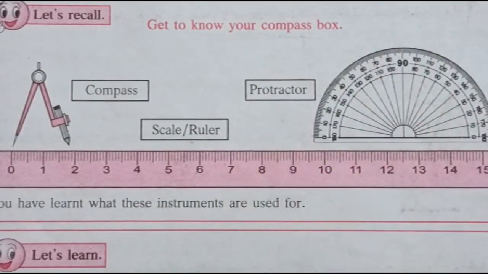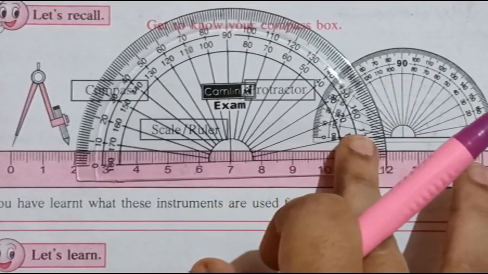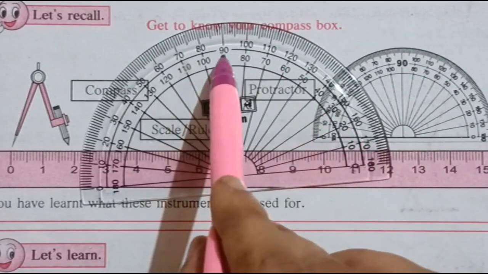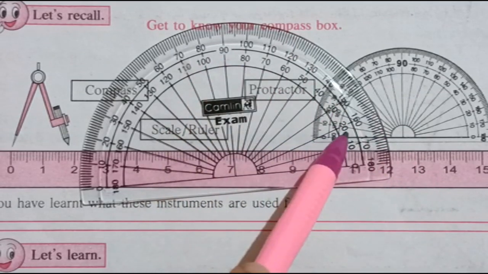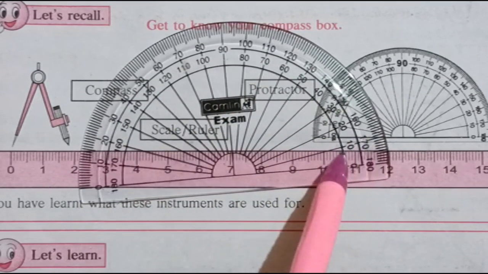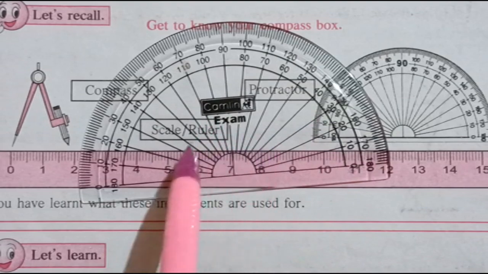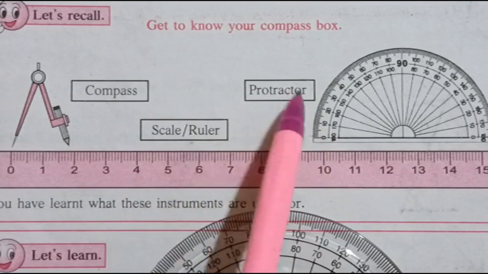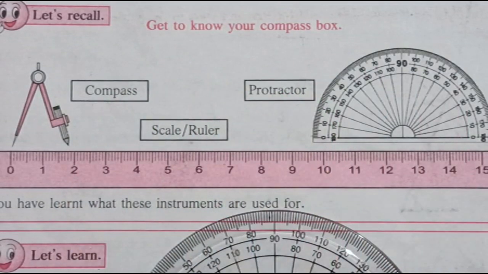The next part is the protractor. A protractor is used for measuring angles. You can see here, this is 90 degrees, meaning a right angle. Less than 90 degrees is an acute angle, and more than 90 degrees is an obtuse angle. So to measure these angles, or to draw angles with the given measure, you are supposed to use this protractor. These three parts are very important in geometry: compass, scale and protractor.